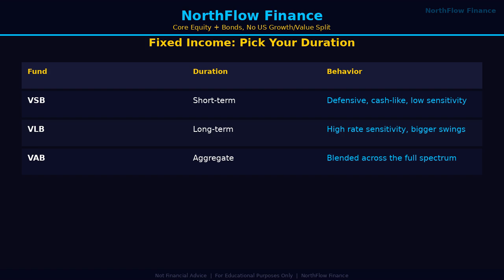For a broader, one-decision approach, VAB, the Vanguard Canadian Aggregate Bond Index ETF, blends government and corporate bonds across the full maturity spectrum, giving you a middle ground between the two extremes.